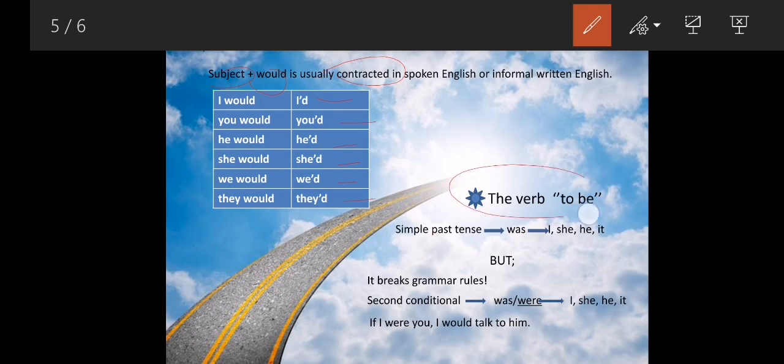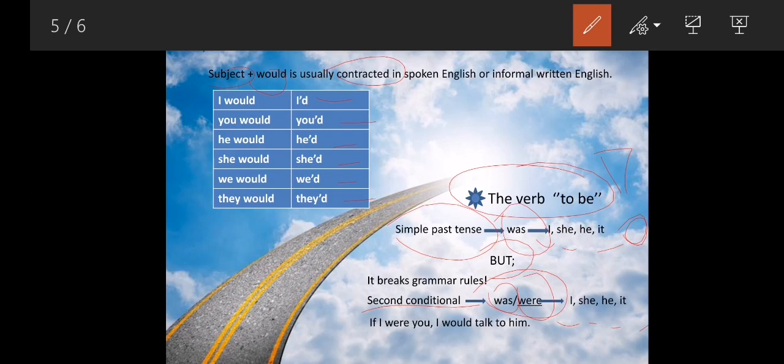And another one is the verb to be. This is important. Second conditional, in fact, breaks some standard be verb rules. In simple past tense, we always use was with the pronouns I, he, she, and it. But in second conditional, we use both was and were with the pronouns I, she, he, and it. Okay? We use both of them.